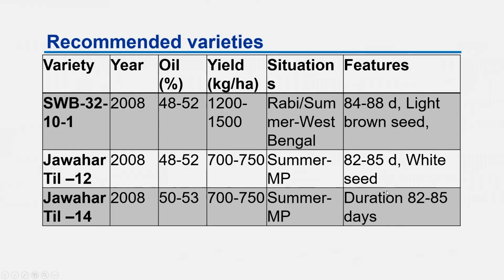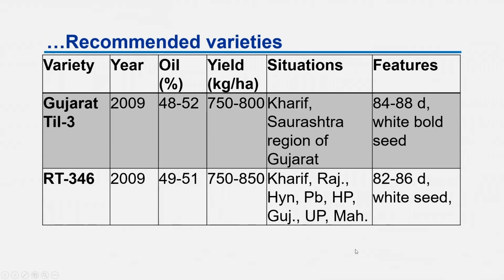Duration of the variety is 82 to 85 days. Next is Gujarat Til 3. In 2009 it was released. Oil content 48 to 52%. Yield is 750 to 800 kilogram per hectare and the season recommended is Kharif, Saurashtra region of Gujarat, and it matures in 84 to 88 days, roughly you can say 3 months around, and white bolled seed.